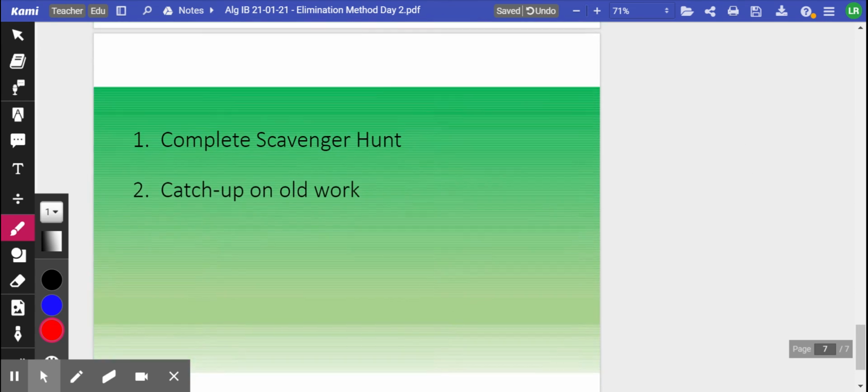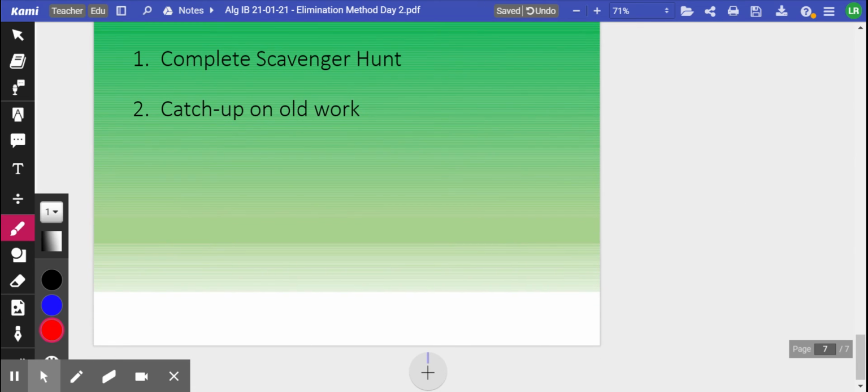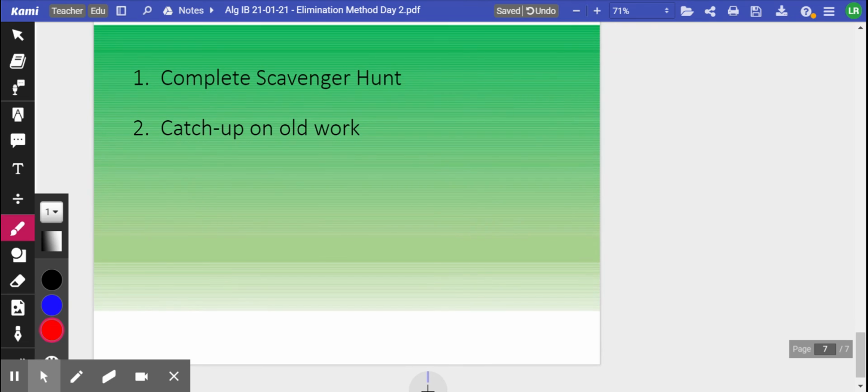Okay, you're going to be working on a scavenger hunt. It is very similar to the one we did on substitution. So just remember, you're going to keep track of the order that you do the problems in, and start with number 1. Let's go ahead and you work on that. If you have any questions, feel free to email me.